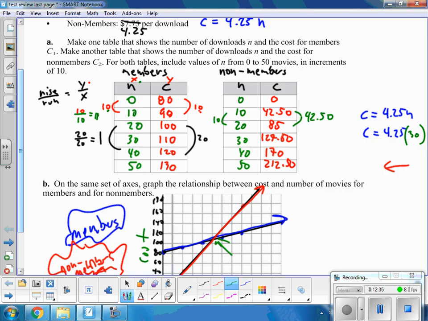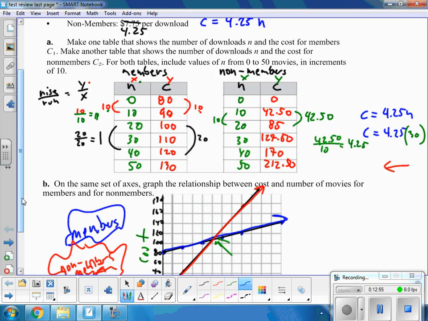So my slope is my y, which is 4250, over my x, which is 10. And if I divide that, 4250 divided by 10, I get 4.25, which is my slope.